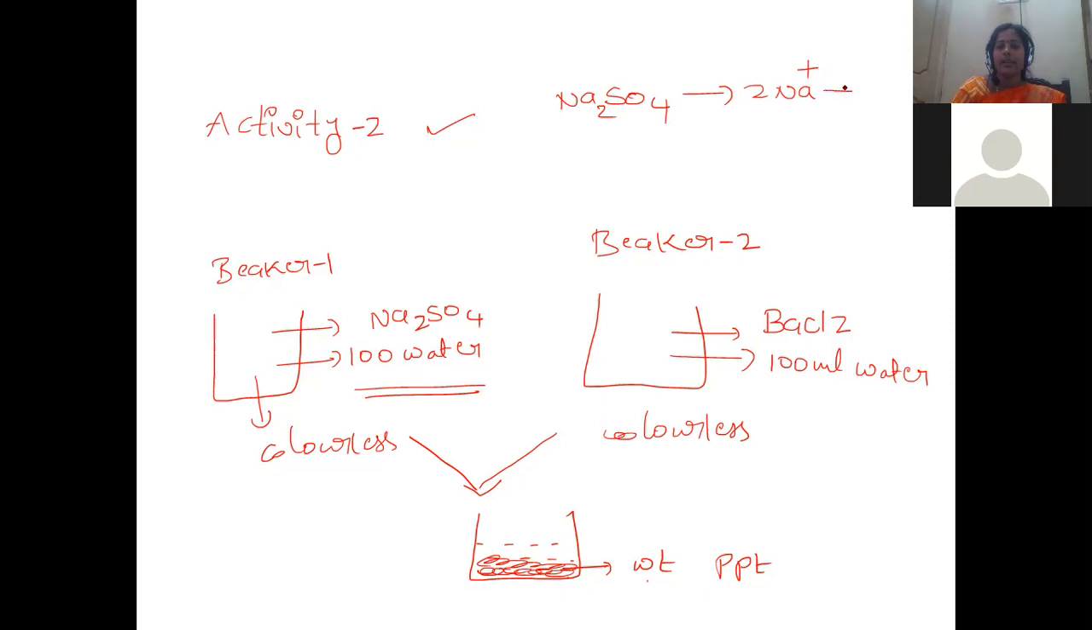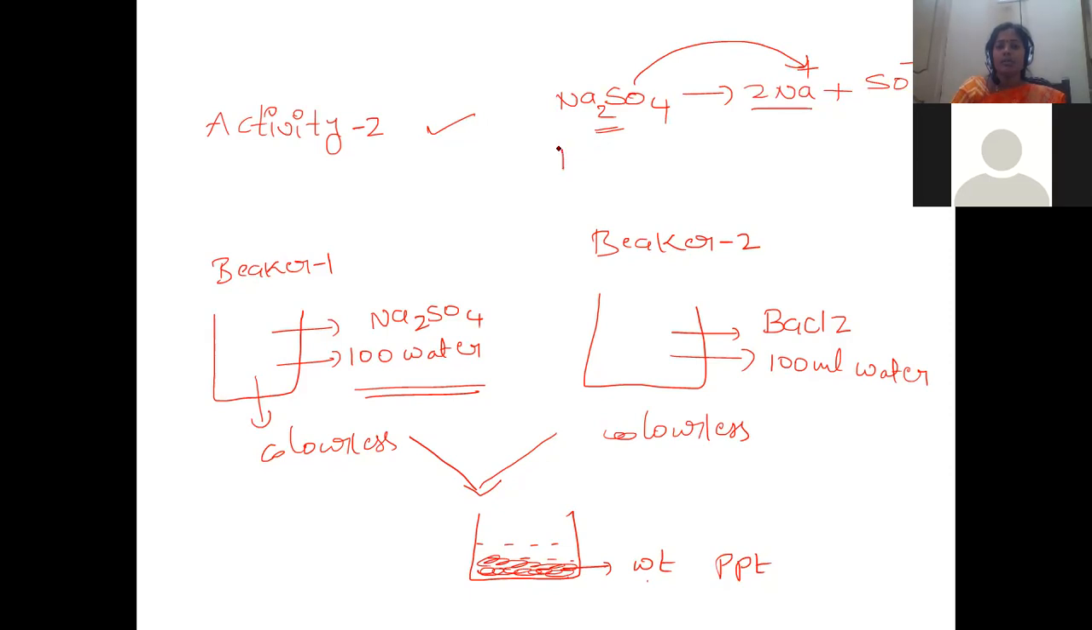Sodium ionizes into Na+. How many sodiums are there? 2 sodiums. That's why 2 Na+ will be formed. And the remaining sulfate is converted into SO4 2-. This is the ionization of sodium salt when added to water.